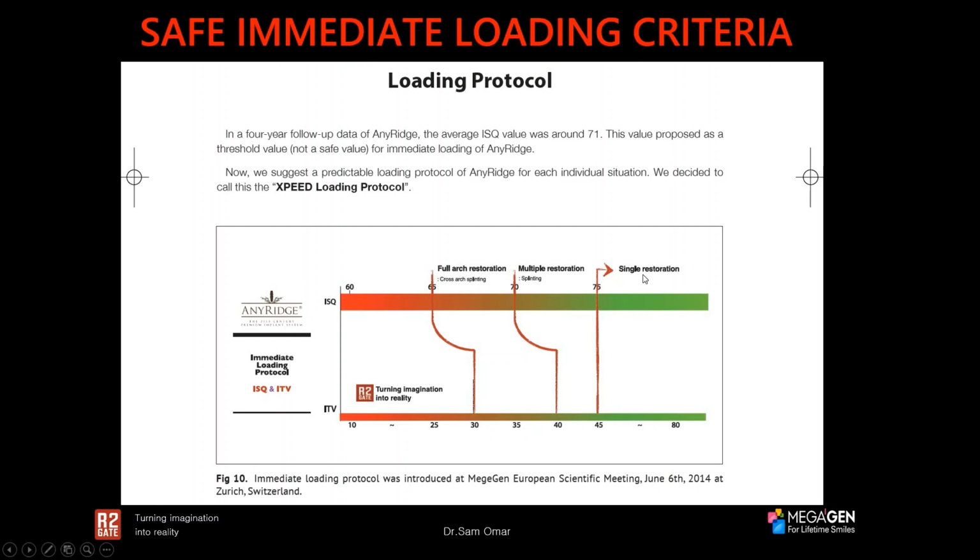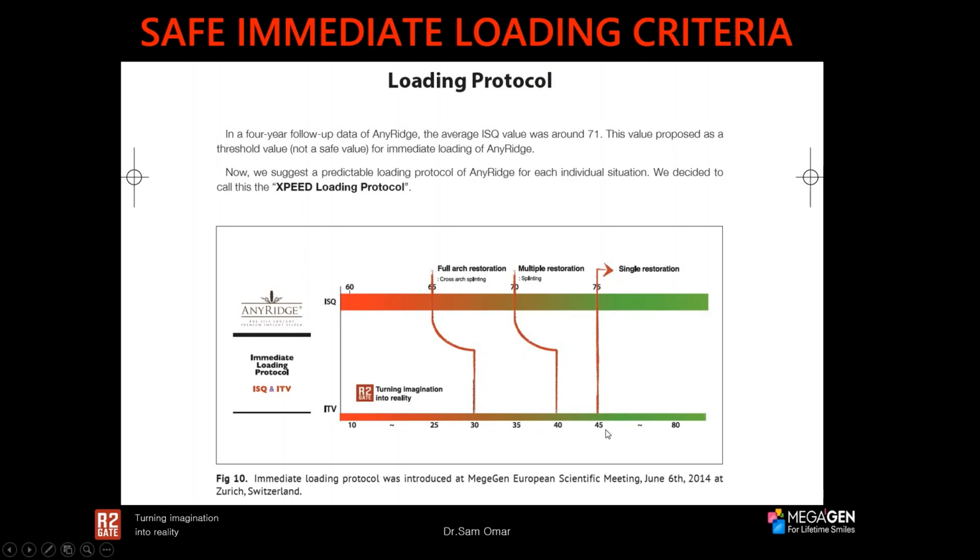If I place a single implant with 45 Newton centimeter and 75 ISQ, it is actually considered safe to load this implant. If I place the implant with 40 Newton centimeter with 70 ISQ and I have multiple implants in a bridge, I can actually load these implants immediately. And lastly, if I place multiple implants with 30 Newton centimeter and 65 ISQ, I can actually load these implants if they are splinted in a full arch type of prosthesis.